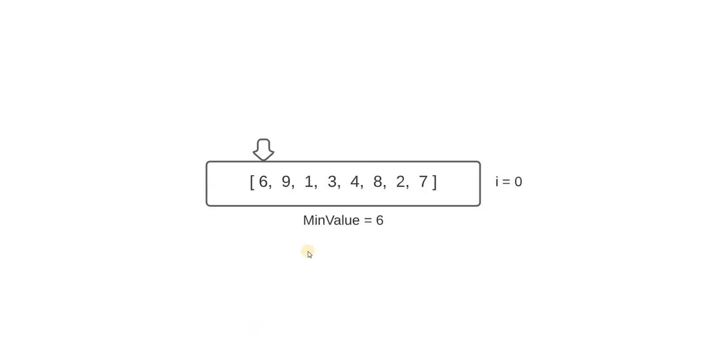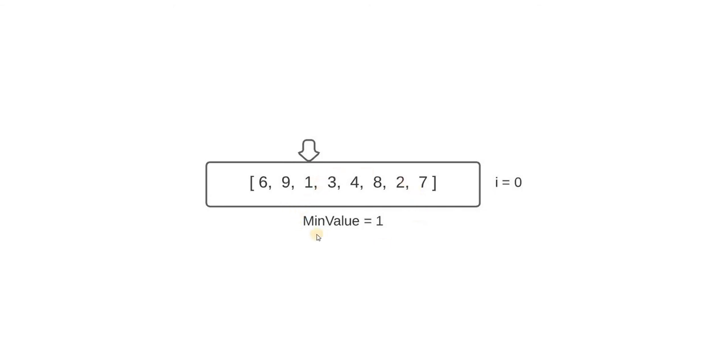Now our job is to iterate over this entire list and search for the real minimum value. We're going to keep comparing it to each value in this list, and if the value is smaller, for example if 9 was smaller than 6, we would change the minimum value. The new minimum value would be 9. Now 9 is obviously not smaller than 6, so let's move on. 1, 1 is smaller than 6.